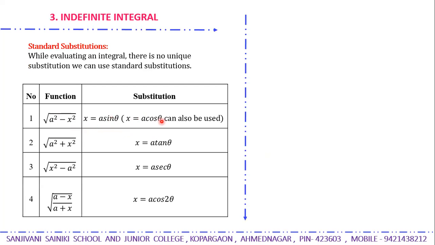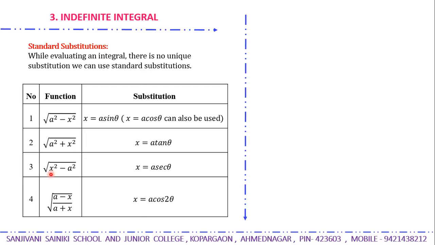This is because of the first fundamental identity, sine square theta plus cos square theta is equal to 1. From this identity I can get 1 minus sine square theta is equal to cos square theta, and 1 minus cos square theta is equal to sine square theta, and because of that we will use this substitution. Similarly, for root a square plus x square we will use the substitution x is equal to a tan theta. Why? Because 1 plus tan square theta is equal to sec square theta, and we can take the root of that sec square theta easily.